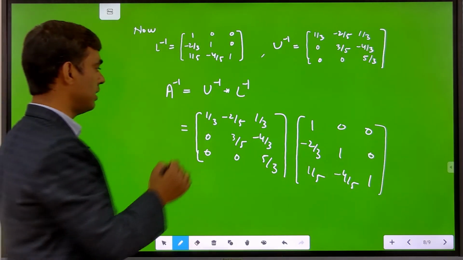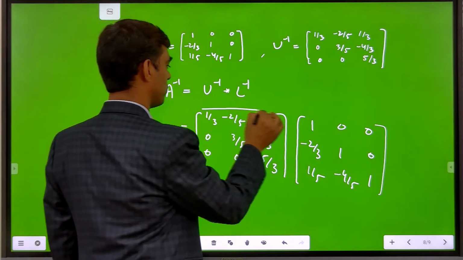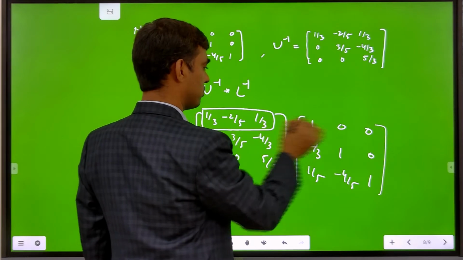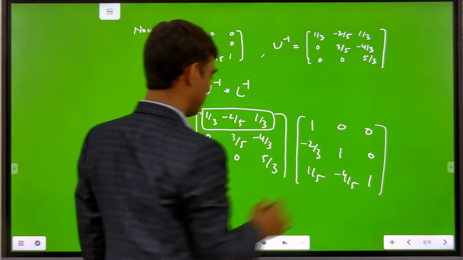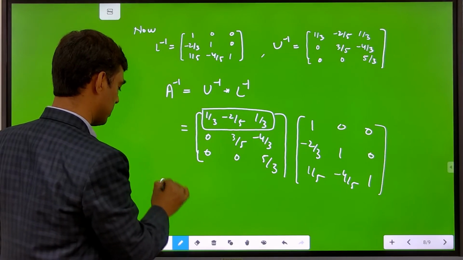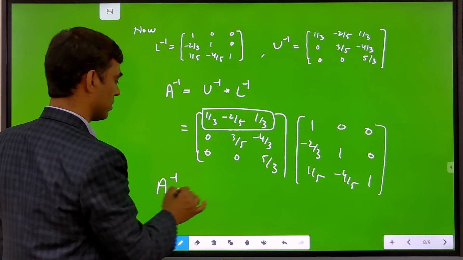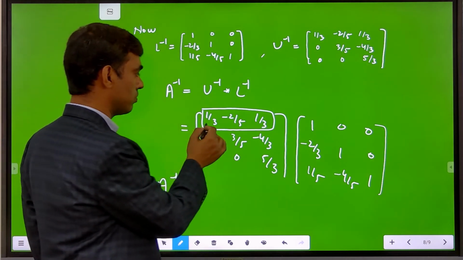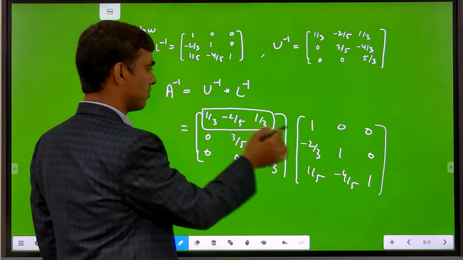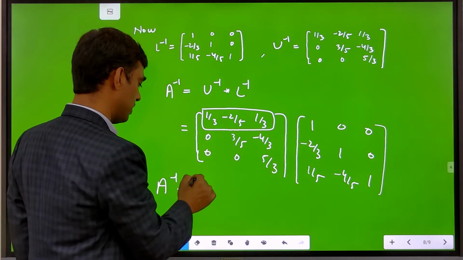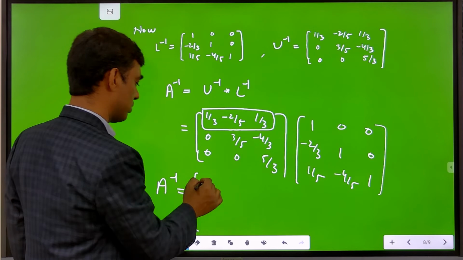Now we multiply the first row by the first column, then the first row by the second column, the first row by the third column, and then we are able to find the values of A inverse. It is not a very difficult task, it is very easy to multiply two matrices. If we multiply this row by this column, then we are able to find this element.